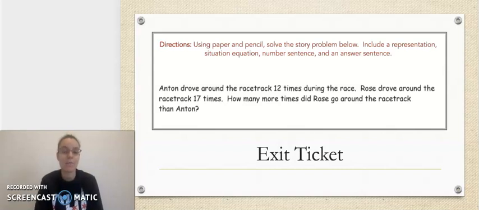Let me read it one more time. Anton drove around the racetrack 12 times during the race. Rose drove around the racetrack 17 times. How many more times did Rose go around the racetrack than Anton?